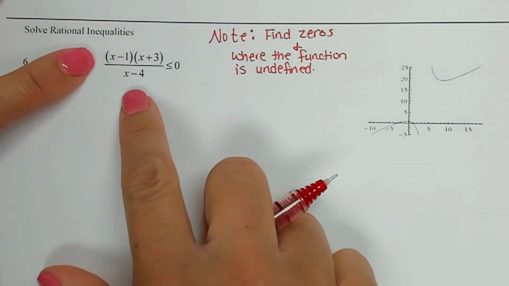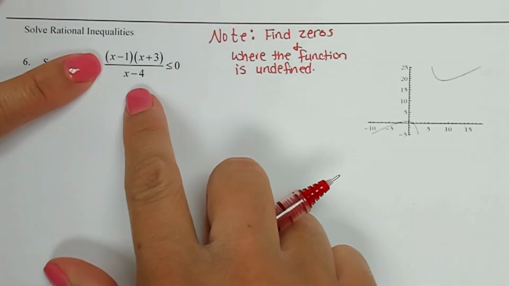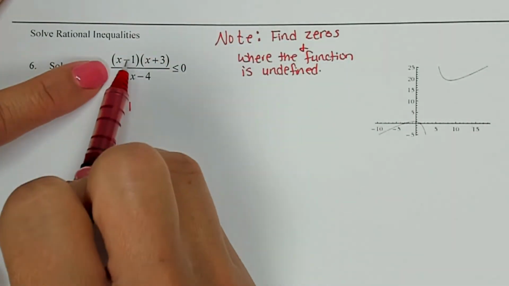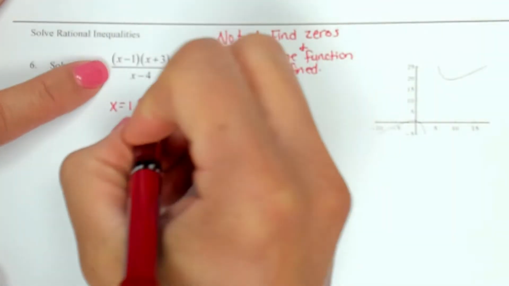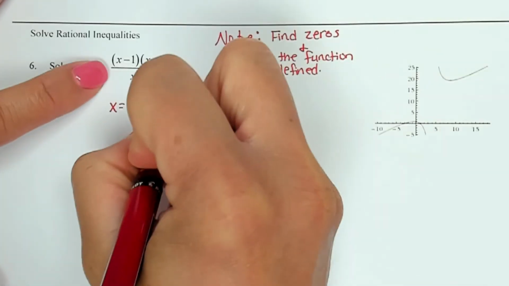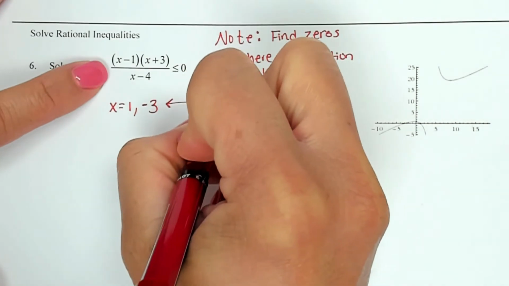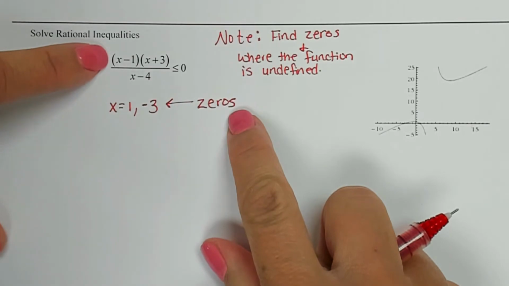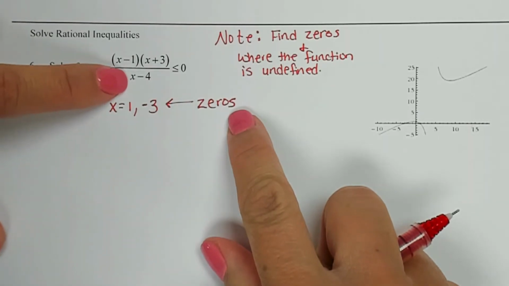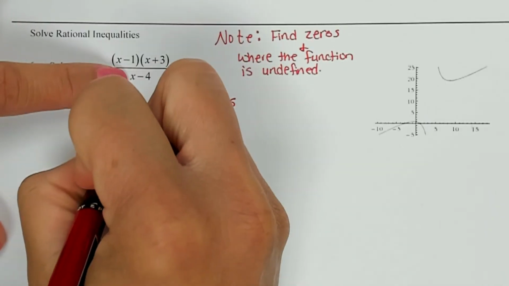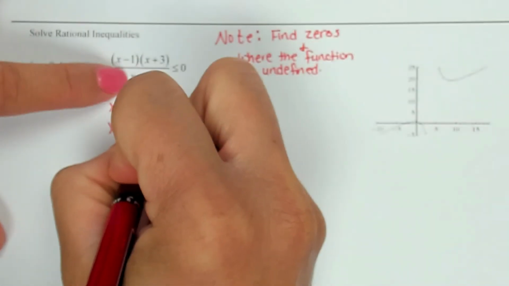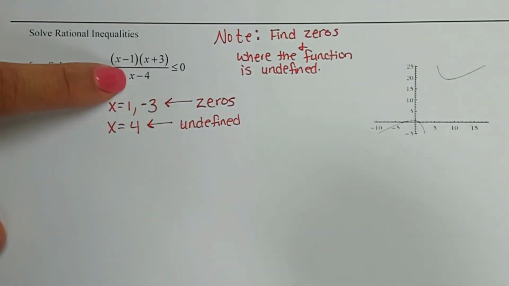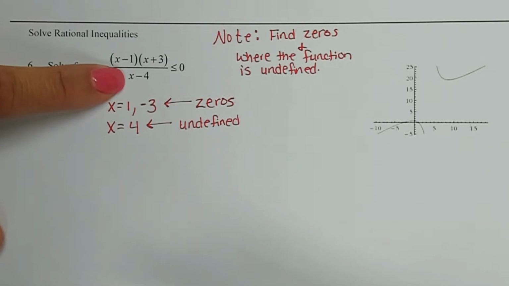So they've given me one that's in factored form, which is really nice. What I know is that at x equals a positive 1 up here, and at x equals a negative 3, those are my zeros, because that causes me to have a 0 in my numerator. Now look down here in my denominator. At x equals 4, that is where my function is undefined.